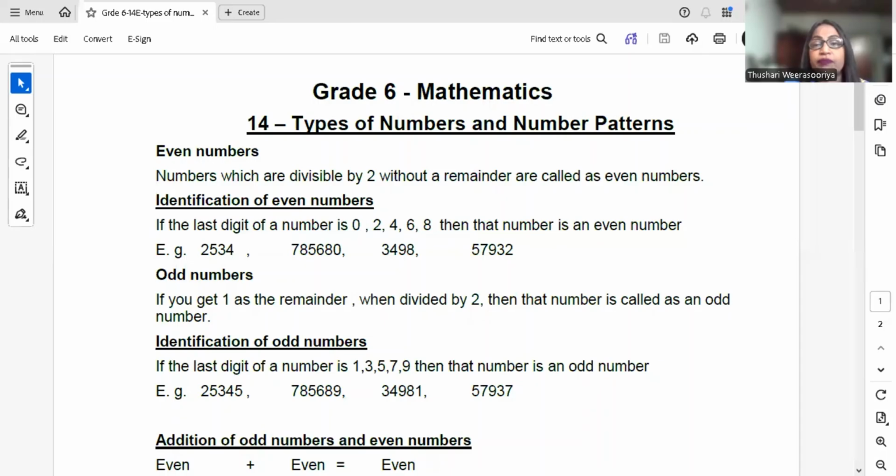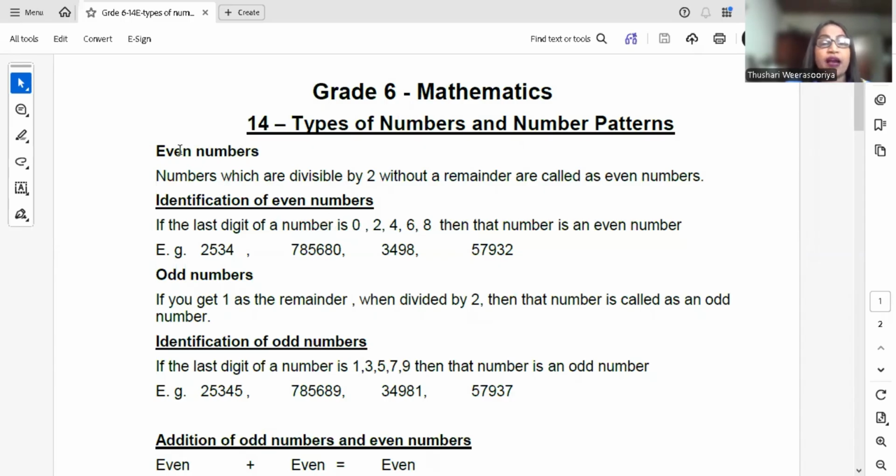Today I'm going to do the grade 6 second term lesson, 14th chapter, that is types of numbers and number patterns. Under this chapter, we are learning the types of numbers and number patterns. First, we'll see what the types are. We have a lot of types of numbers.